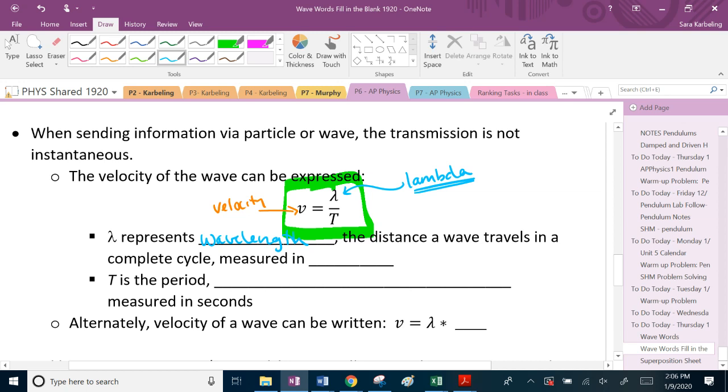And it is measured in distance. What's distance measured in, friends? Meters. T is the period. What's period? Time for one cycle. It's the same period that we've been talking about before. That's why we're doing this right after last unit, because it's all the same stuff. We're just applying all the simple harmonic motion terms that we know to this.